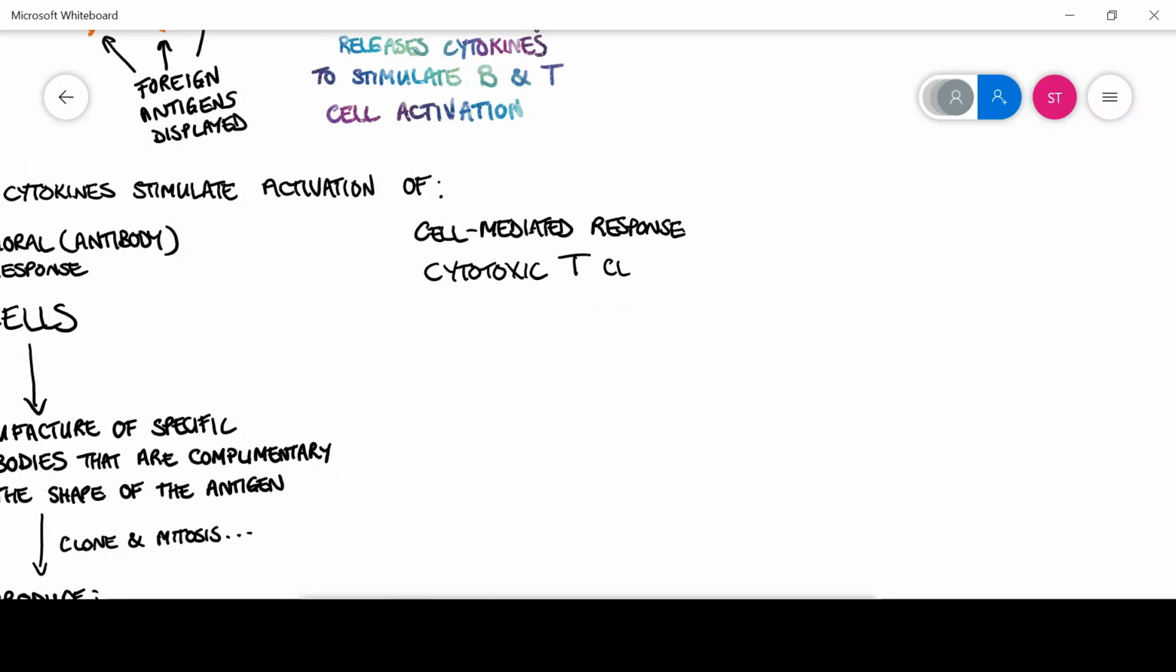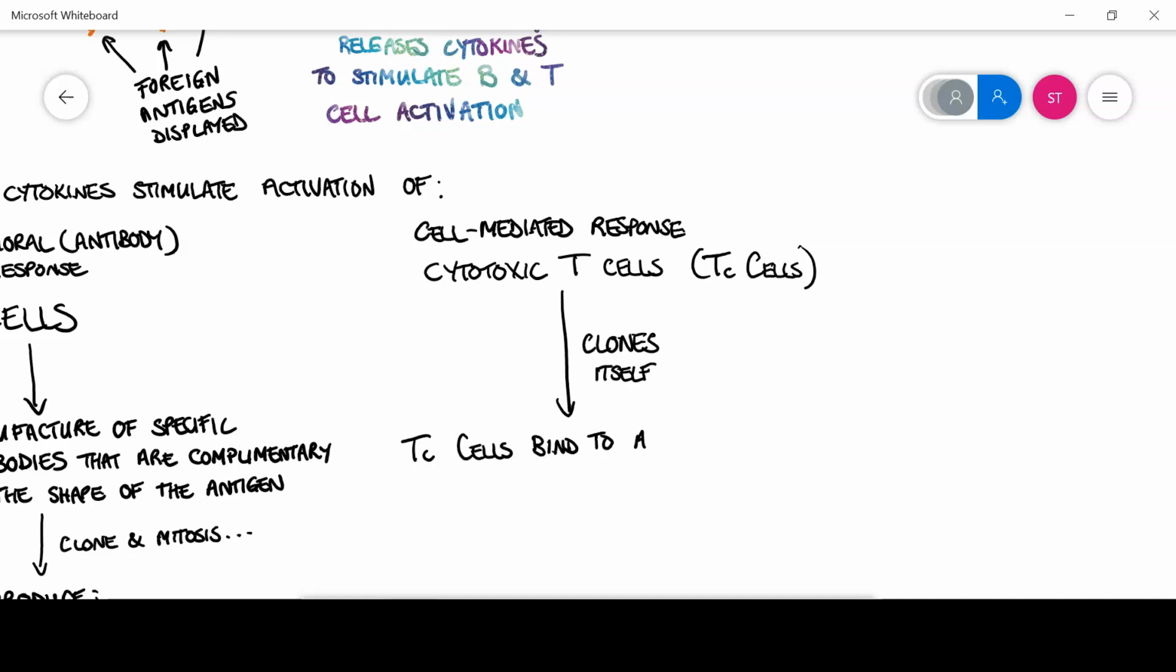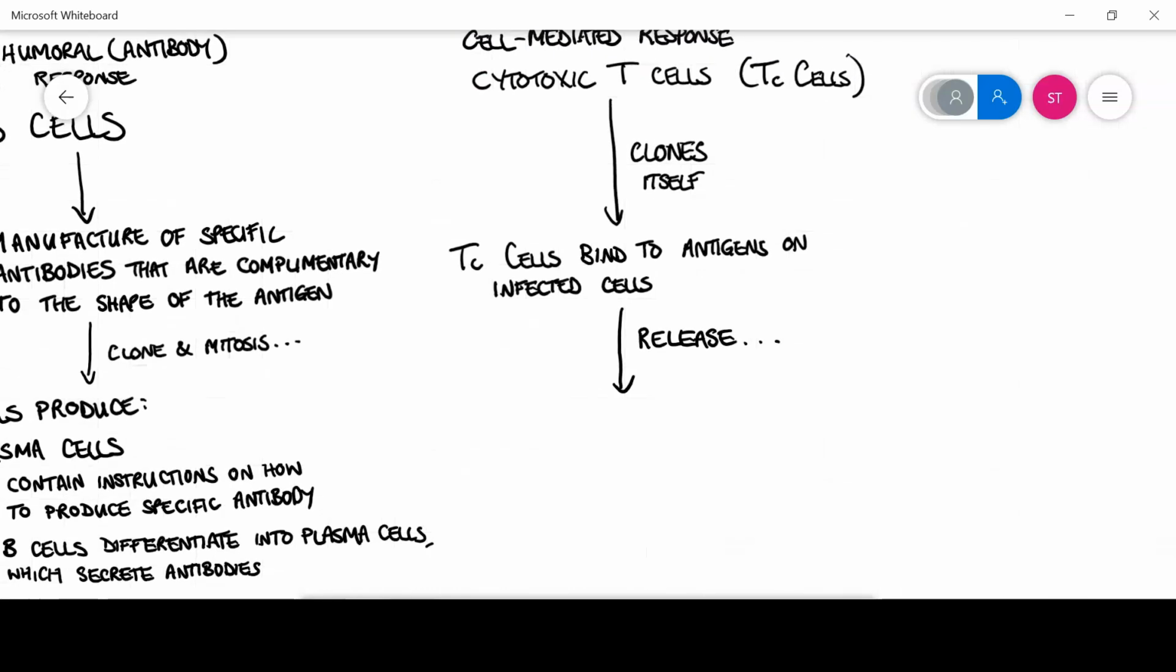So at the same time as the B cell response is taking place, the T cell response is also gearing up to take on pathogens. So again, the helper T cells will stimulate activation of cytotoxic or killer T cells via cytokines. These activated killer T cells will clone themselves in a process known as clonal expansion, similar to B cells, and this will produce much more of them.